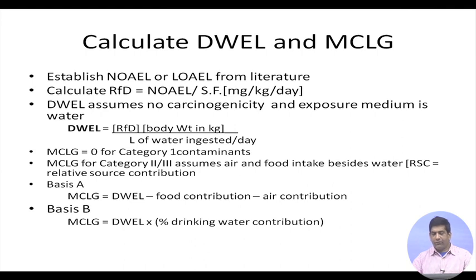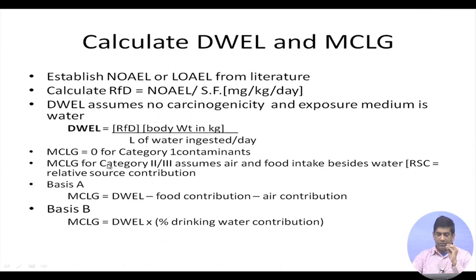So in terms of how will you calculate this DWEL and MCLG drinking water limit? You establish the NOAEL from the literature or from the experiment. You calculate your RfD, which is the NOAEL divided by the uncertainty factor. DWEL assumes no carcinogenicity and exposure medium in water. So you have RfD, body weight, and the liters of water.